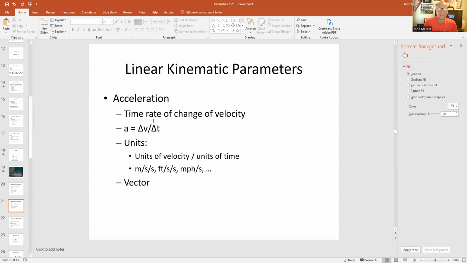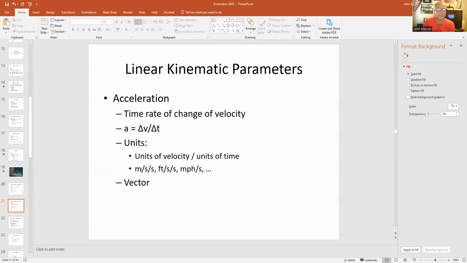The next kinematic parameter, the third and final one, is acceleration, the time rate of change of velocity. It tells us how fast velocity is changing. This is the tough one, and we'll spend a lot of time making sure we understand what acceleration is. But acceleration is simply telling you how fast velocity is changing. The equation is delta v, final velocity minus initial velocity in the numerator, divided by delta t, final time minus initial time in the denominator. That's our acceleration. The units are any units of velocity over any units of time.